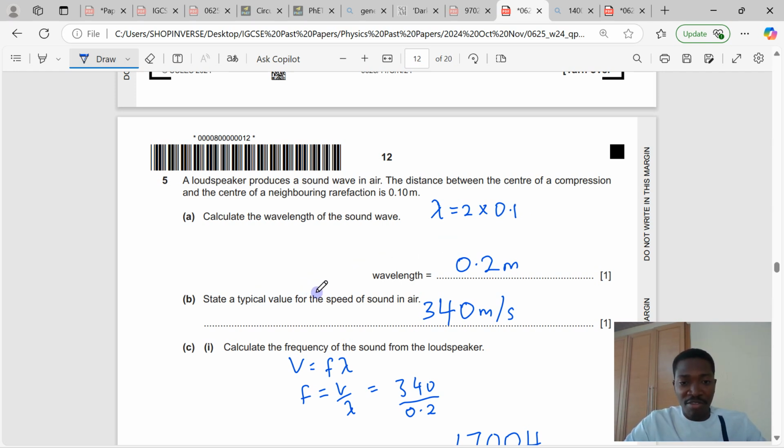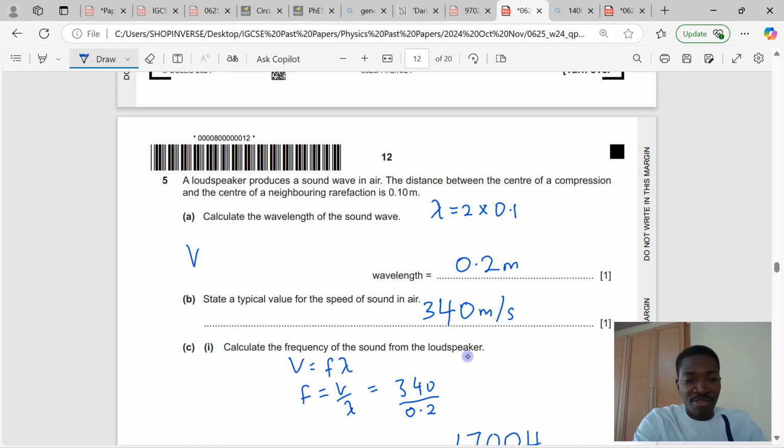State the typical value of speed of sound. Speed of sound at 0 degrees Celsius is around 330 meters per second. And at room temperature, speed of sound is around 340 meters per second. So any value you state within 330 to 340 for speed of sound is acceptable.